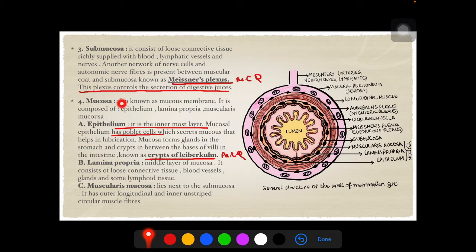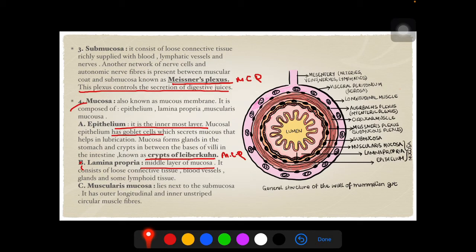The next layer which follows the epithelium is the lamina propria. It is the middle layer of the mucosa. Again an MCQ question: which is the middle layer of the mucosa? It is the lamina propria. It consists of loose connective tissue, blood vessels, glands, and some lymphoid tissue. Again an MCQ question: what is the lamina propria composed of? It is composed of loose connective tissue, blood vessels, glands, and some lymphoid tissue.